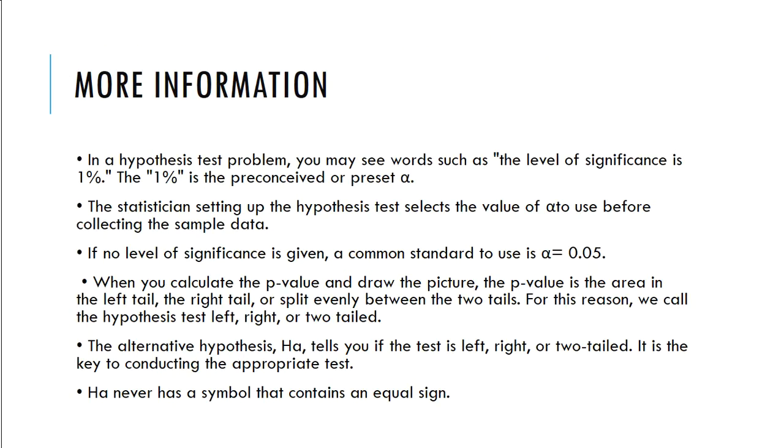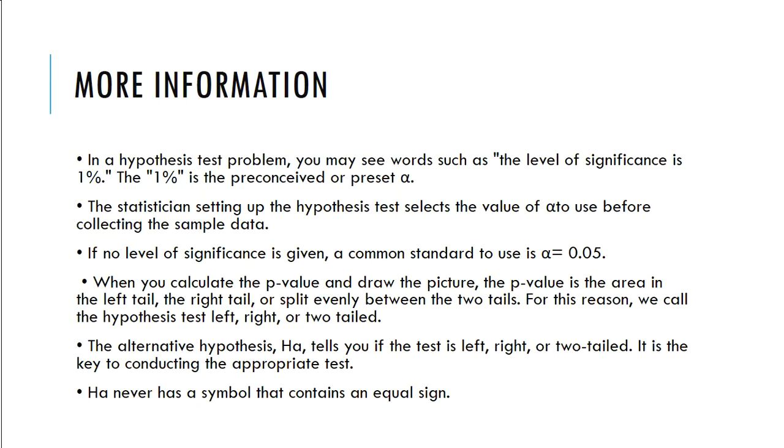All right, let's talk about some basic stuff. In a hypothesis test problem, you may see words such as "the level of significance is 1%." The 1% is the preset level of significance. The statistician setting up the hypothesis test selects the level of significance before collecting the sample data. Why is this important? My level of significance is how I'm fine-tuning this test to see its relationship to the null hypothesis. A standard that we use in statistics is 0.05, or 5%, as the level of significance.